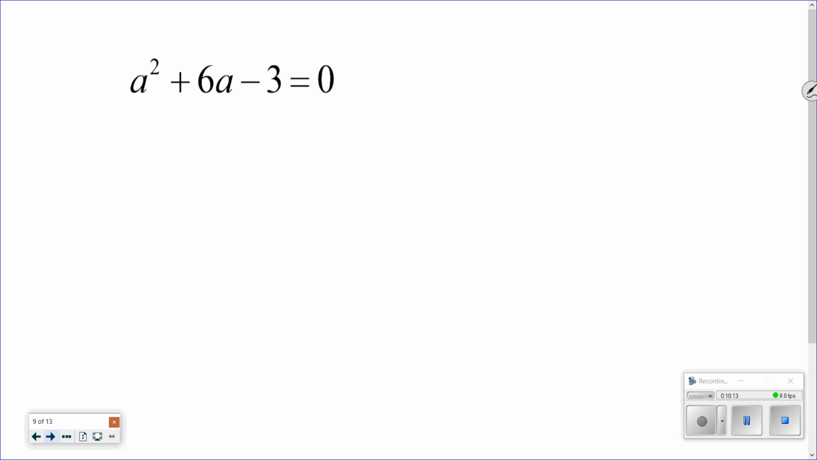So I've got a squared plus 6a minus 3 equals 0. So my first step is I want this constant over on the opposite side. So let's start with that. I've got a squared plus 6a. Leave some space there because I'm going to have to add a number. But move the 3 over to the other side. If I move the 3 over, it's a minus 3, so if I move it over, I'm adding it. It ends up being a positive 3.